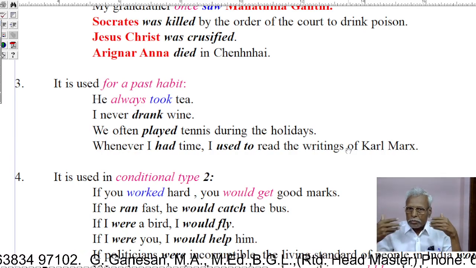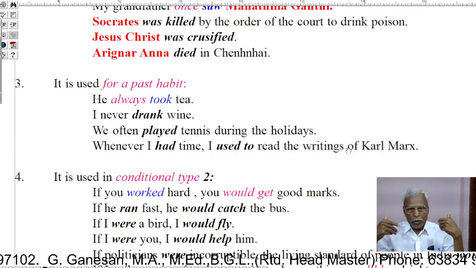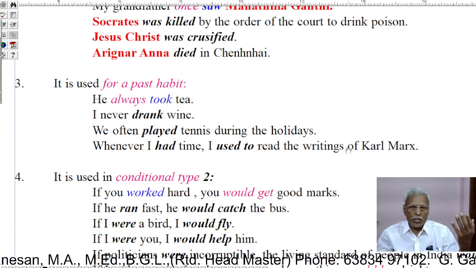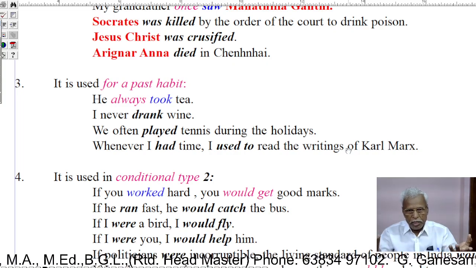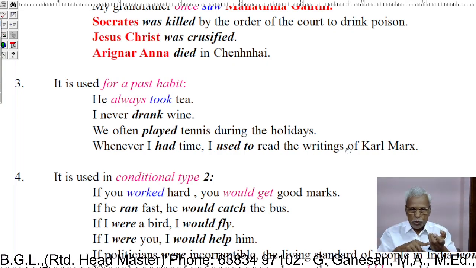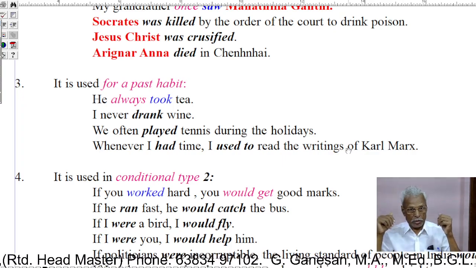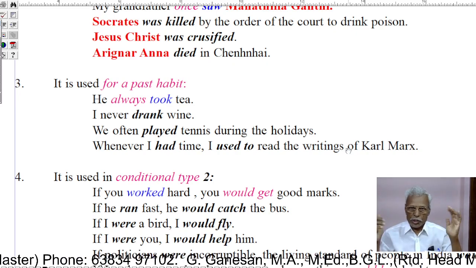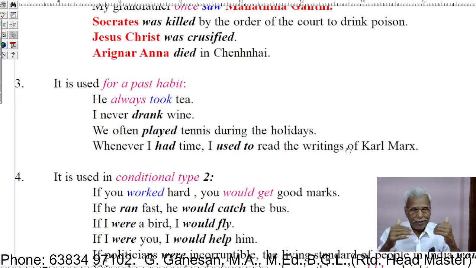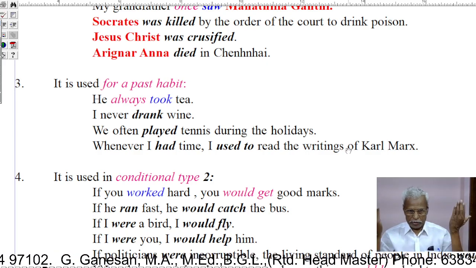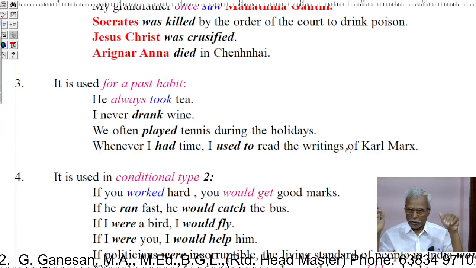Third use. It is used for a past habit, that is, the past habit of people or nature, etc. The past habit can be expressed using the simple past. He always took tea. In the past, he took tea. We don't know whether now he is taking it or not. In the past, he always took tea. I never drank wine. That is, I never tasted wine in the past.